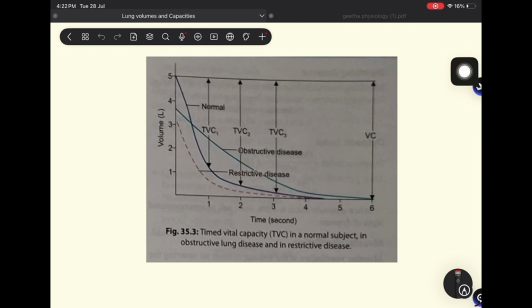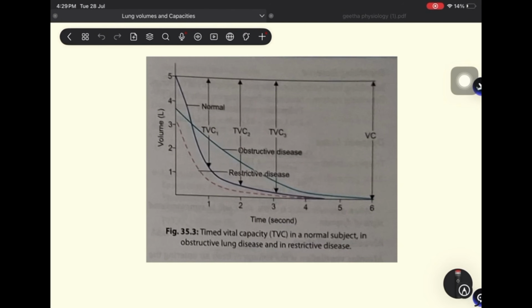So in this case, the vital capacity can be normal or slightly decreased. But the TVC1, this is the normal TVC1, has markedly decreased in the case of obstructive lung disease. And this is due to the narrowing or increased resistance of the airway.